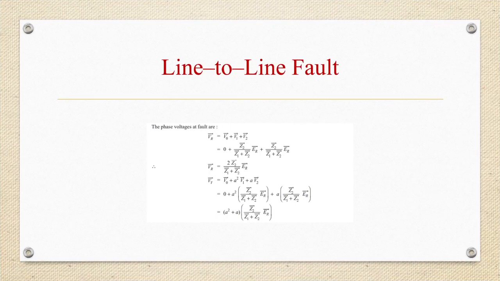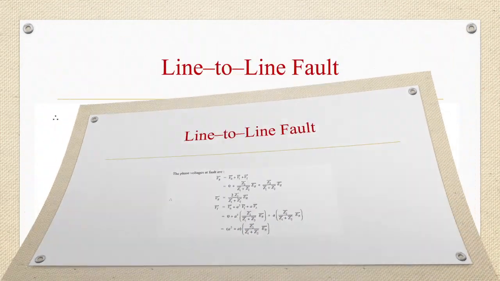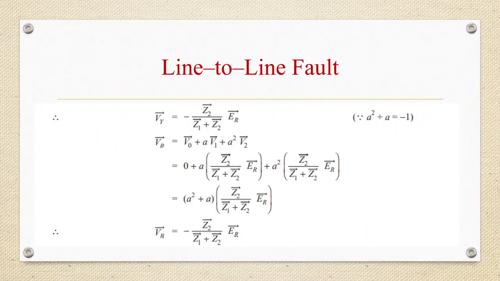Phase voltages at fault will be VR is equal to V0 plus V1 plus V2. So that is equal to 2Z2 by Z1 plus Z2 ER, and Vy is V0 plus A square V1 plus AV2. Substitute the value of V1 as Z2 by Z1 plus Z2 into ER, and V2 value is Z2 by Z1 plus Z2 into ER. So we are going to get the value of Vy as minus Z2 by Z1 plus Z2 ER, and Vb value will be equal to V0 plus AV1 plus A square V2. Substitute the value of V1 and V2. We are going to get the value of Vb as minus Z2 by Z1 plus Z2 ER.